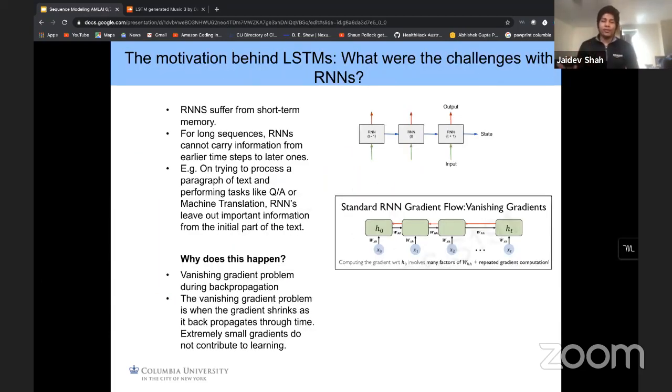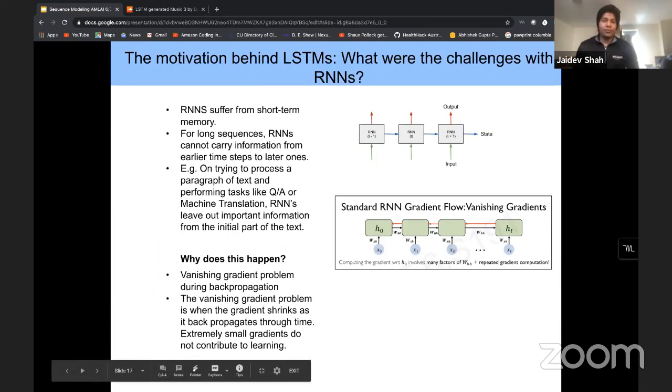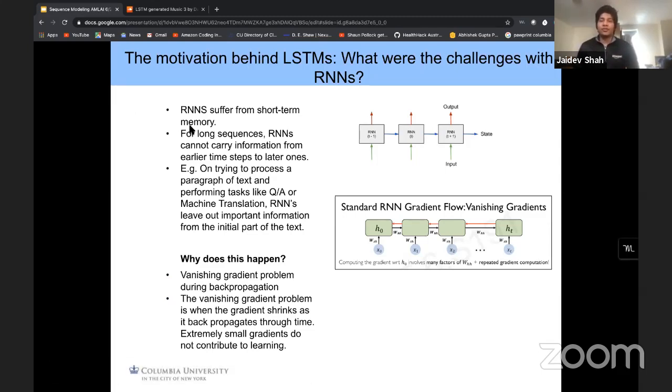Encoding long-range dependencies. To summarize, RNNs suffer from short-term memory. They're only able to take into consideration the very recent history when doing the updates to the hidden state and giving us a prediction. So for long sequences, RNNs are not able to carry information from earlier time steps to the current time step. As I discussed, on tasks like machine translation or question answering, using a vanilla RNN will leave out important information you saw earlier on. So you want to use an LSTM.